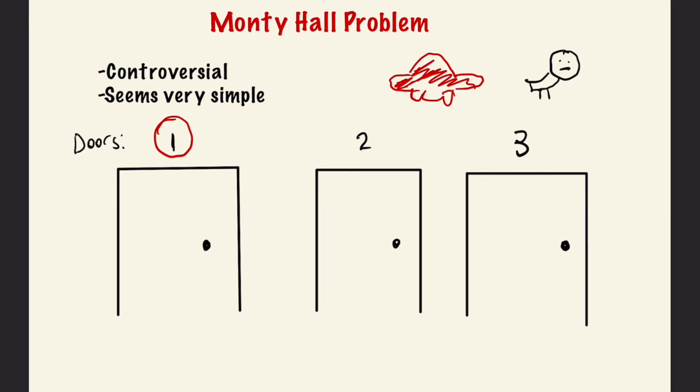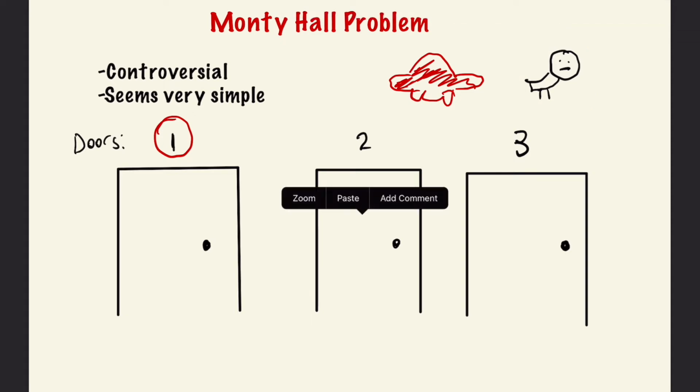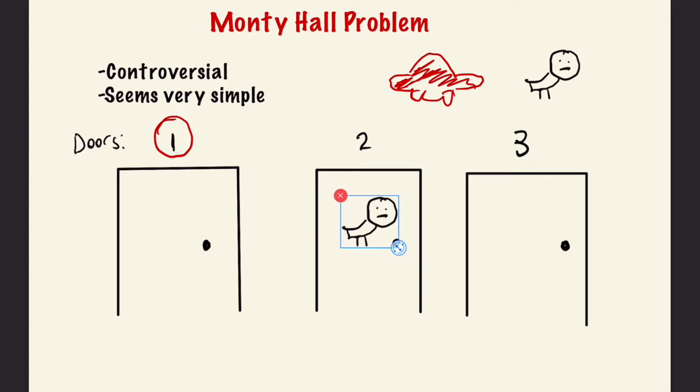Next, Monty says, you know what? I'm going to reveal one of the doors that has a goat behind it. I'm going to tell you that behind door number 2, there is a goat behind it. So that's the little goat there. In other words, he essentially eliminated one of the doors for us, in this case, door number 2.